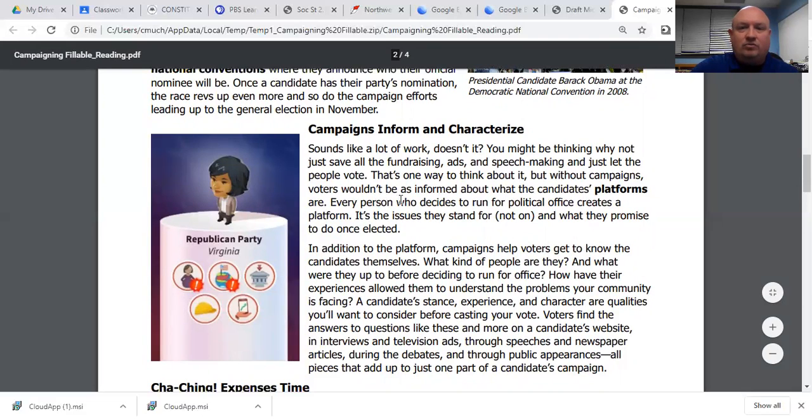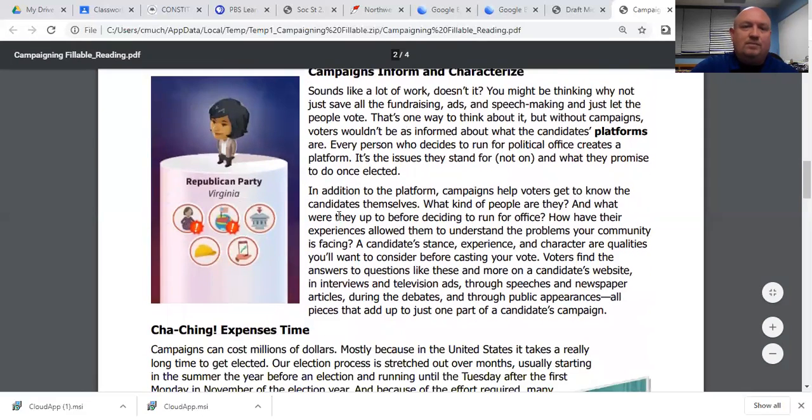Without campaigns, voters wouldn't be as informed about what the candidates' platforms are. Every person who decides to run for political office creates a platform: the issues they stand for, and not, and what they promise to do once elected.